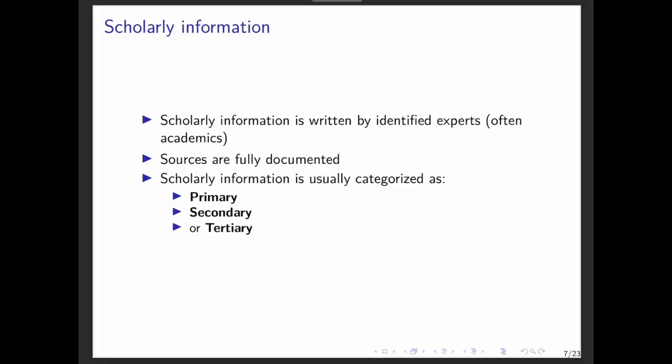Scholarly information usually falls into three categories: primary sources, first-hand accounts of events, original research, or new discoveries. Secondary sources, analysis, synthesis, interpretation, or evaluation of primary sources such as scholarly books, review articles, or documentaries. Tertiary sources, condensed and simplified versions of primary or secondary sources, such as textbooks, dictionaries, or encyclopedias.